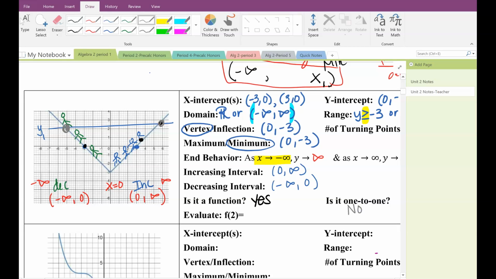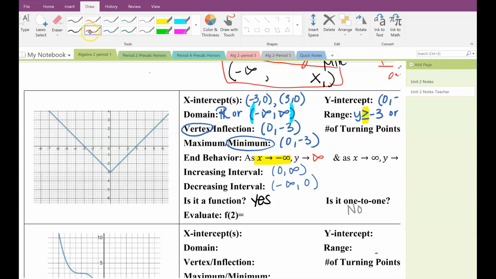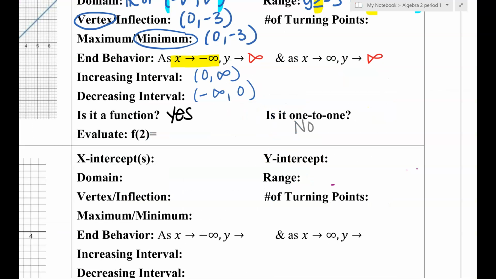Evaluate f of 2. f of 2 means that when x is 2, what is y? I'm going to find 2 on x and draw a line. So there's x equals 2. Now it intersects the graph right there, and the y value there is 1. So f of 2 equals 1. If I can get my pen to work.